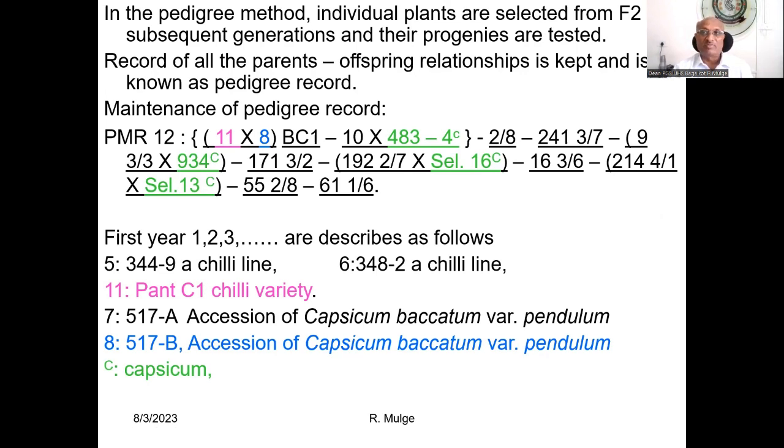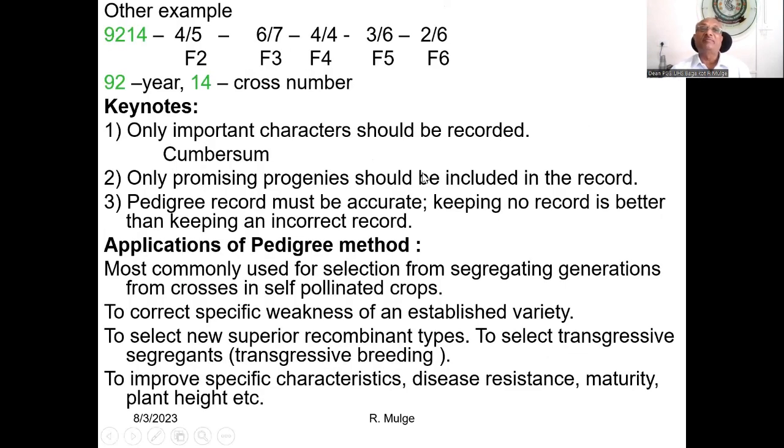And this is a bit complex, right? Backcross was involved, modified backcross was involved in segregating material. Record was kept, and that is a pedigree record. Now, if you look at the simple pedigree record, for example, I got 9214 line. Now, how has this been derived? Of course, this 9214 means it is year 1992 on the 14th cross number. Okay, that they got it, and how this was forwarded.